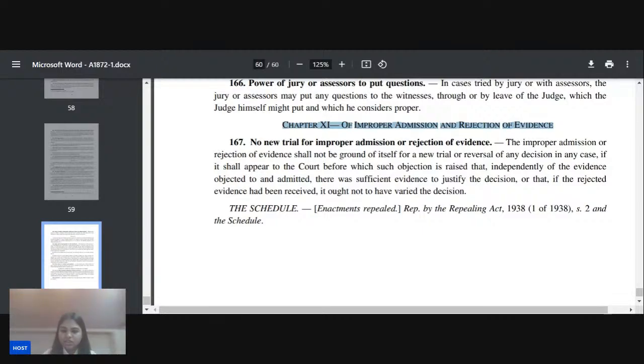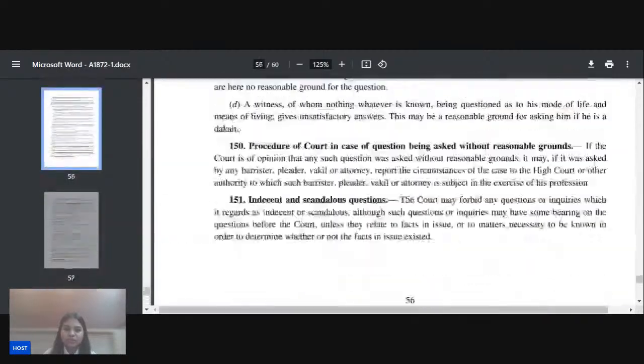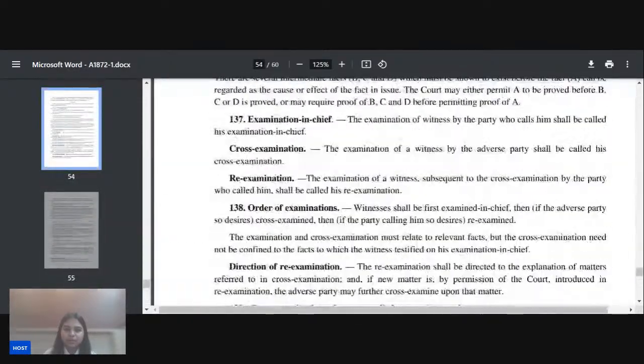Yes, sections related to cross examination. Yes. So if you see, it starts from 137, right? Examination in chief, cross examination, re-examination, and then cross examination sections are given after this. Section 137 is defining examination in chief, cross examination, and re-examination also, right?